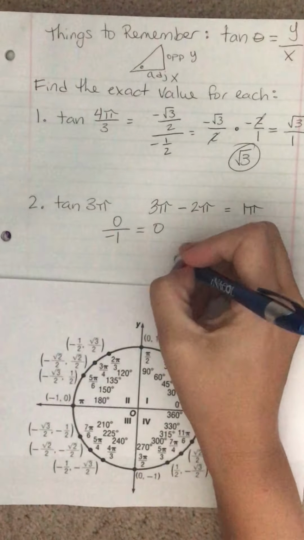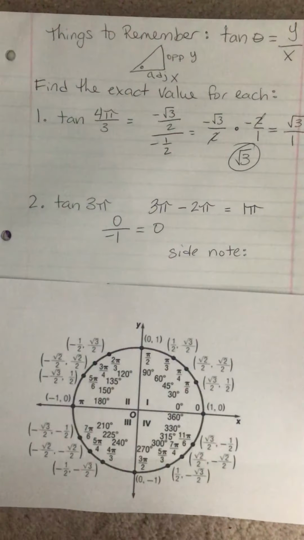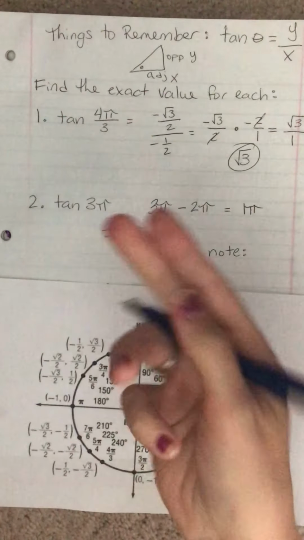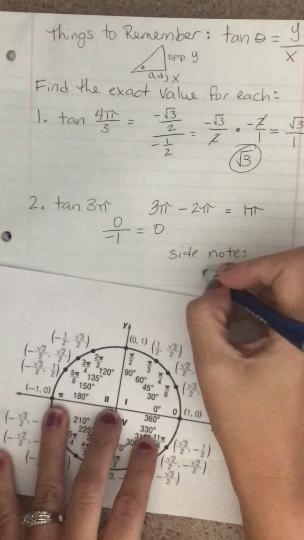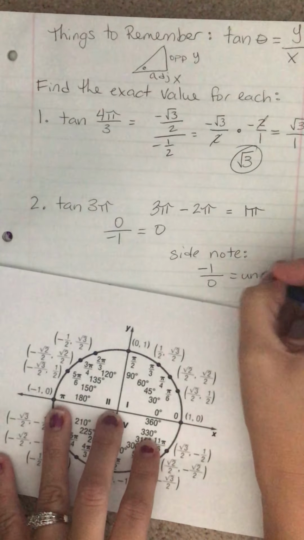Now, as a side note, just a little reminder, if this happened to be flipped, so if it were negative 1 over 0, your answer for that would be undefined.